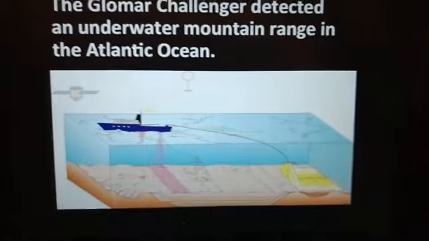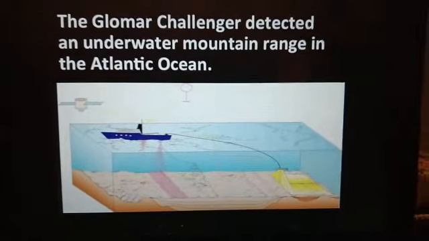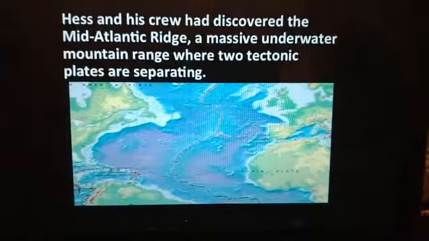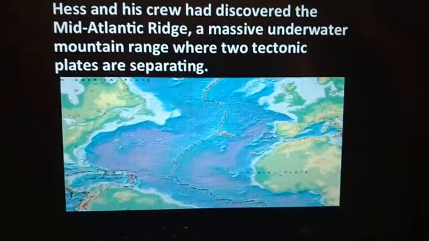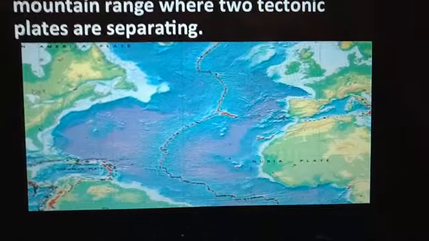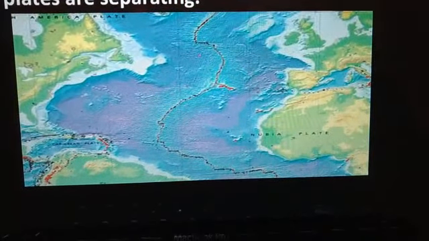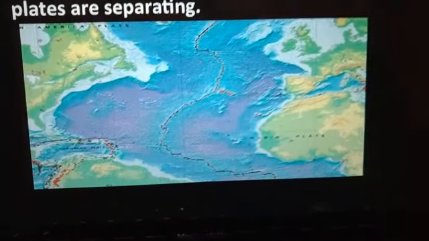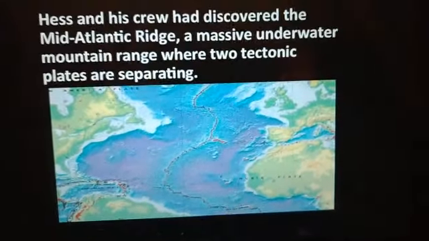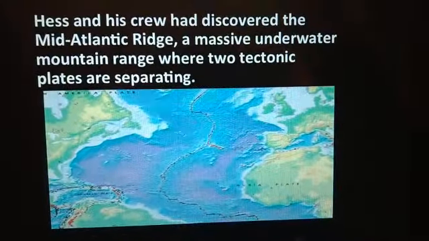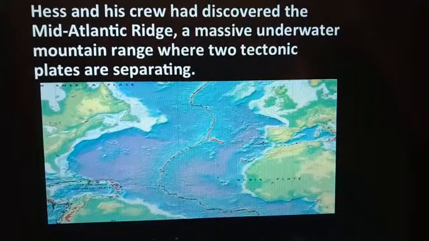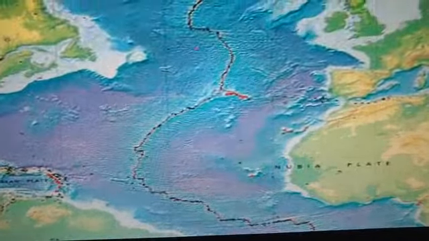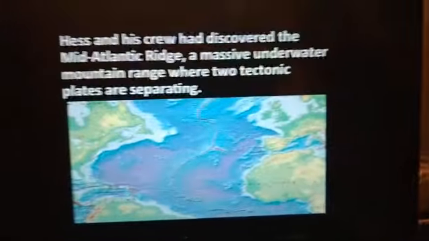And the ship detected an underwater mountain range in the Atlantic Ocean. And that underwater mountain range, as you can see, goes all the way down the Atlantic, basically zigzags down the middle of the Atlantic between North America and Europe and South America and Africa. And that's called the Mid-Atlantic Ridge. It's a massive underwater mountain range where two tectonic plates are separating and they're moving in opposite directions.